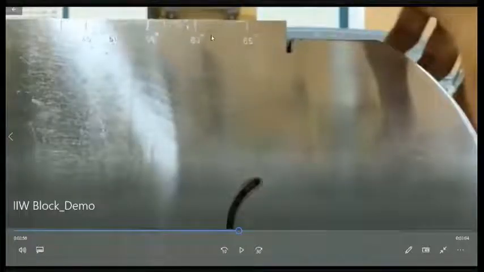All right, so that is how the IIW block is used for calibrating different kinds of transducers, both normal probe as well as angle probe. And as you could see, it is quite versatile for calibrating different aspects of ultrasonic transducers.